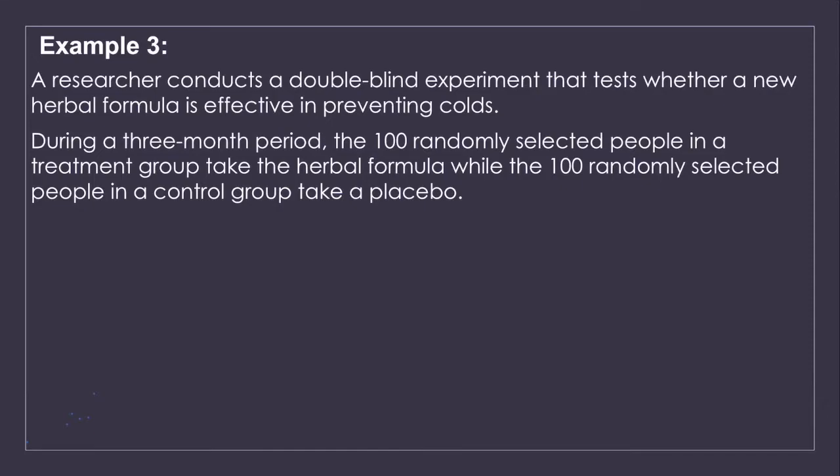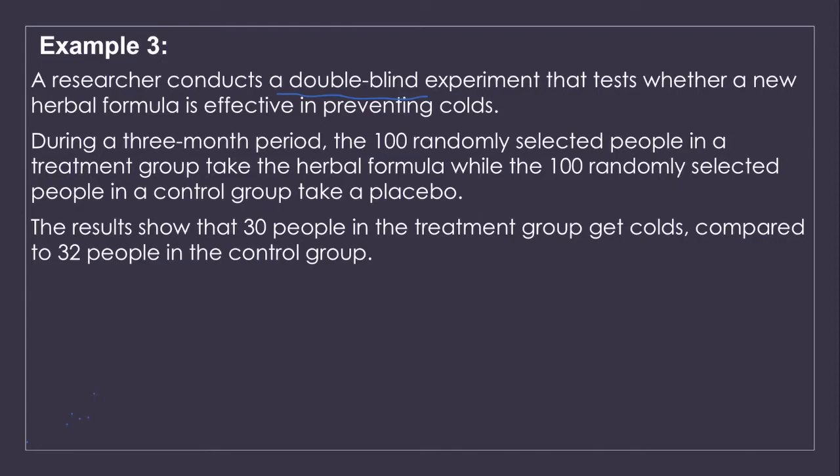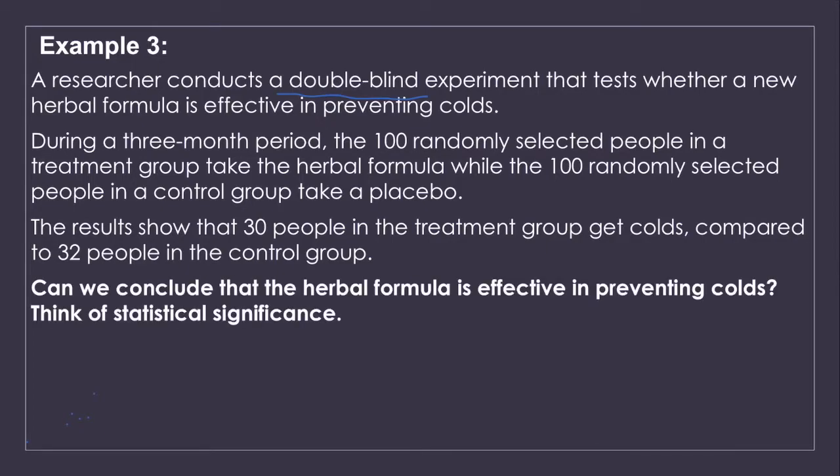So let's look at this third example. A researcher conducts a double-blind, we know what that is, experiment that tests whether a new herbal formula is effective in preventing colds. During a 3-month period, 100 randomly selected people in a treatment group take the herbal formula, while another 100 randomly selected people in a control group take the placebo. The results show that 30 people in the treatment group got colds compared to 32 people in the control group. Can we conclude that the herbal formula is effective in preventing colds? Let's think of statistical significance.